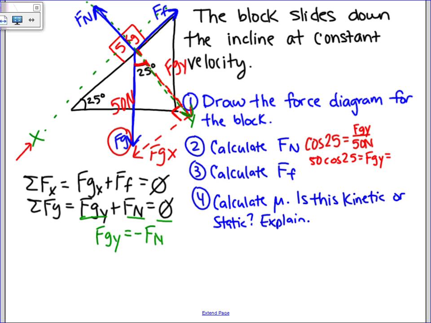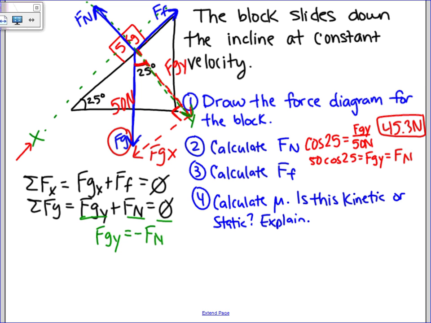And remember, force gravity y is the same thing as force normal. So by calculating, and make sure you're in degrees on your calculator, not radians, I do 50 times cosine of 25, and my force normal is 45.3 newtons. All right, let's look at friction.